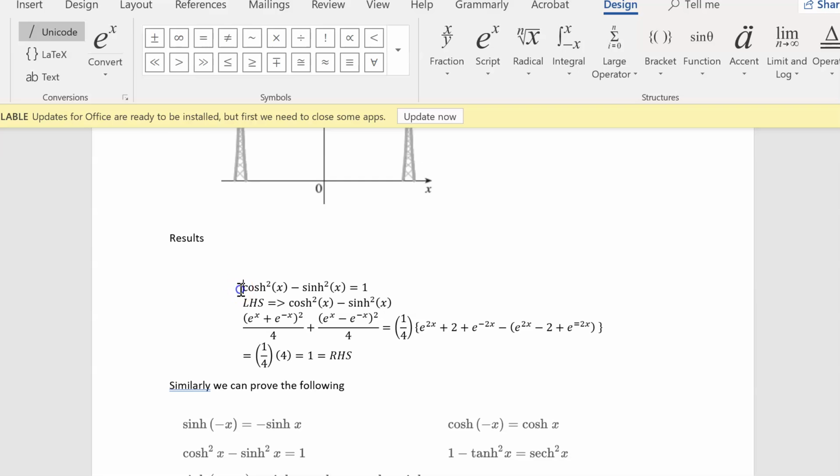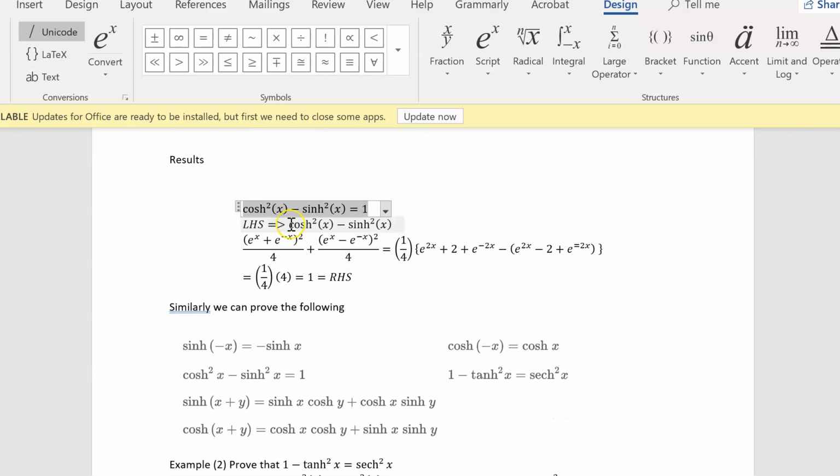Okay, so let's look at some results. First of all, hyperbolic cosine squared minus hyperbolic sine squared equals 1. This is like the Pythagorean identity, except that with the Pythagorean we have cosine squared plus sine squared equals 1, while this is hyperbolic cosine squared minus hyperbolic sine squared equals 1.